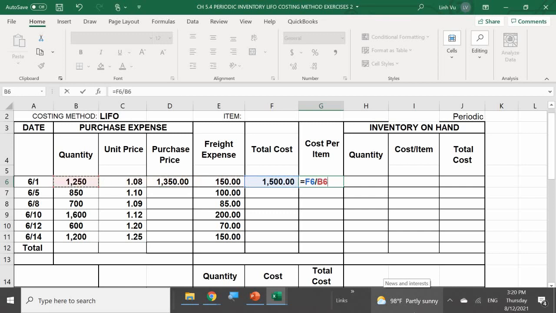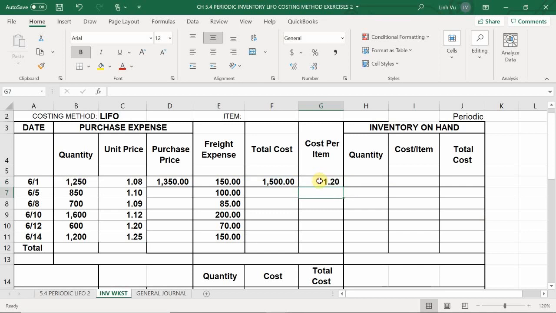So in this case, my cost per item is going to be $1,500 divided by 1,250 units, which gives me how much? $1.20. Now, I'm going to just confirm that this is $1.20. If I stretch out my decimal places, it shows me that it really is $1.20.